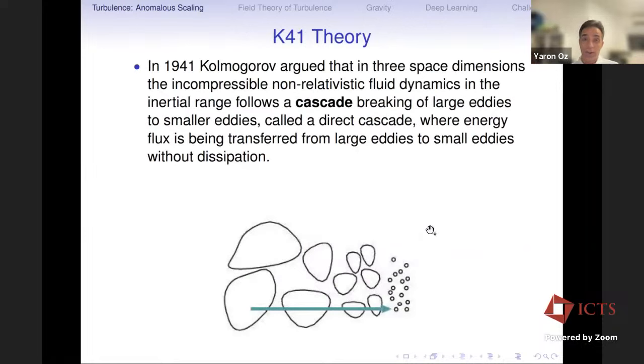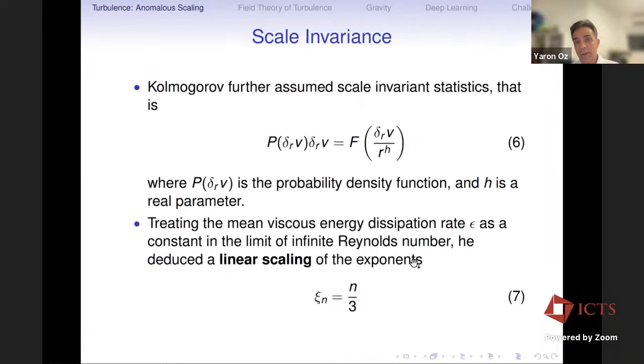So Kolmogorov made probably the most important contribution in this field in 1941. He used the idea of Richardson, of a cascade, basically the idea that in fluid turbulence a large eddy breaks due to instabilities into smaller and smaller eddies. In the inertial range of scales, the assumption is that the flux is constant, and that's what we call mean field theory or dimensional analysis. In Kolmogorov's language, he assumes that the probability distribution function for these velocity differences has scale-invariant statistics, so it's a function of this observable divided by r^H, where H is a number. And then he fixed this H.